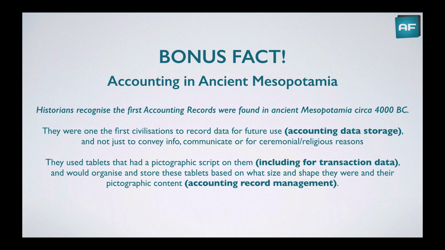I'm not a historian, but from what I've researched and been told, they did have this level of organization which had the elements of an elementary accounting record management.